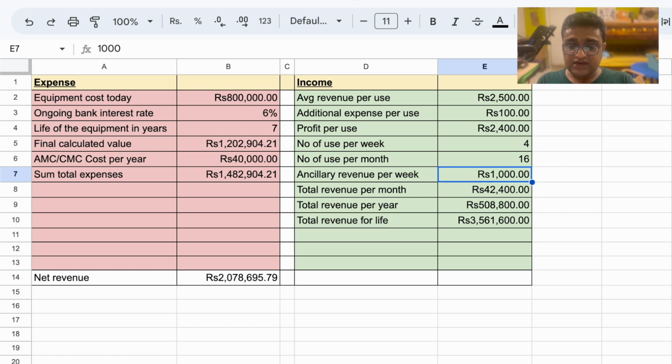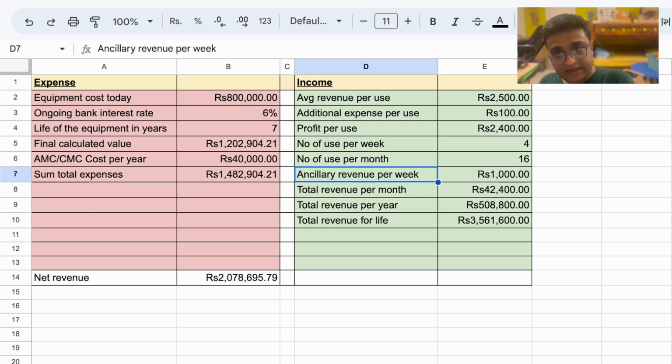There's something called ancillary revenue. In some machines, for example, if you're looking at a visual field, it's a perimeter. You end up selling some eye drops for glaucoma, which is ancillary revenue generated by the machine. If you have an OCT machine, you will be giving anti-VEGF injections. So these are the ancillary revenue. Let's see that after YAG capsulotomy you're giving some eye drops, so that generates some amount of revenue. This revenue comes to around 1,000 rupees per week.